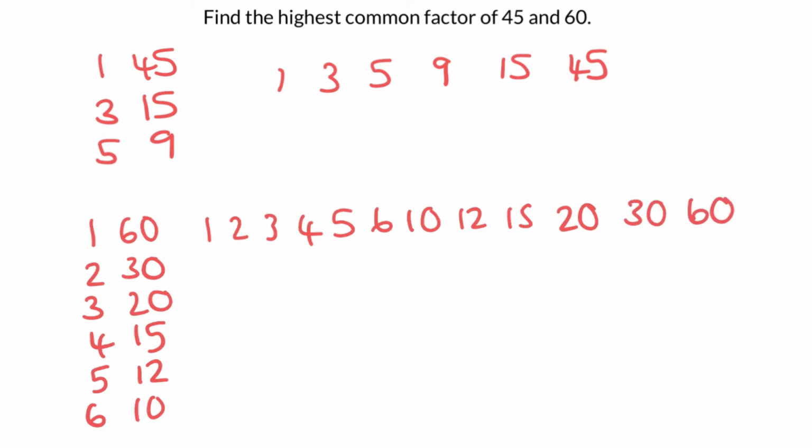So looking at the two lists, the highest number that we can see that features in both of them is 15, so that must be the highest common factor of 45 and 60.